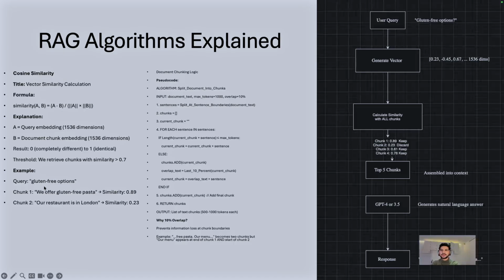So here you can see an example. Gluten-free options. We offer gluten-free pasta, 89% similarity. Our restaurant is in London, low similarity. So it's going to decide on chunk one.